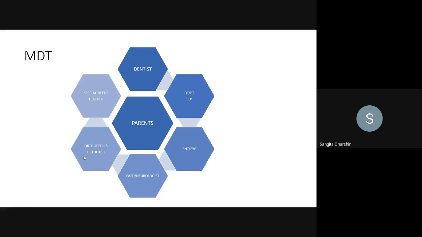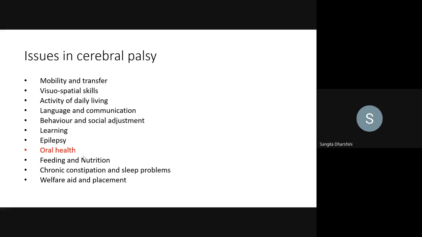So as you can see how complex these patients are, and the myriad of complications they might have and the challenges in managing them, you would know that there'll be a lot of issues. There'll be issues with mobility and transfer. Children can't move as normally as other, typically developing children. They've got problems with their visual spatial skills. They've got issues with their activities of daily living. There might be a reduction in the way they communicate and speak with others.